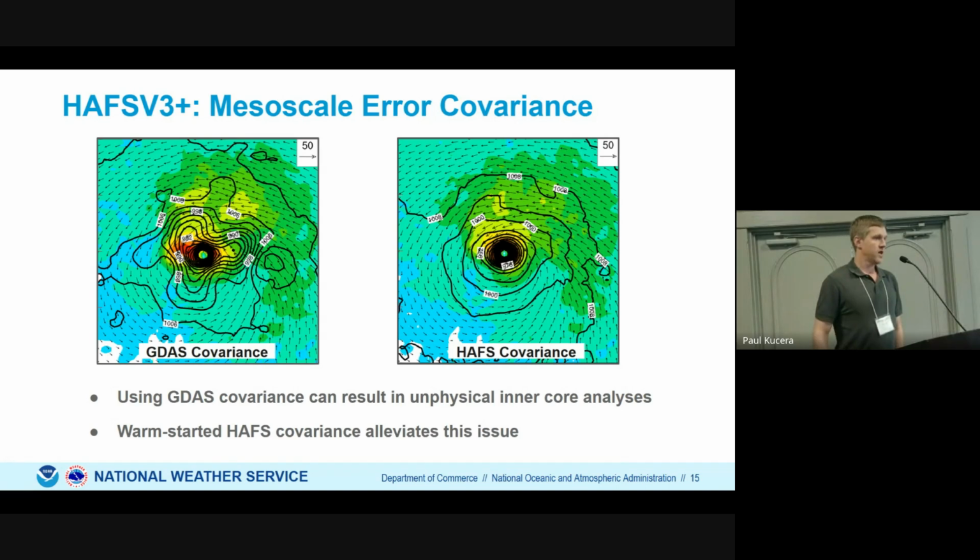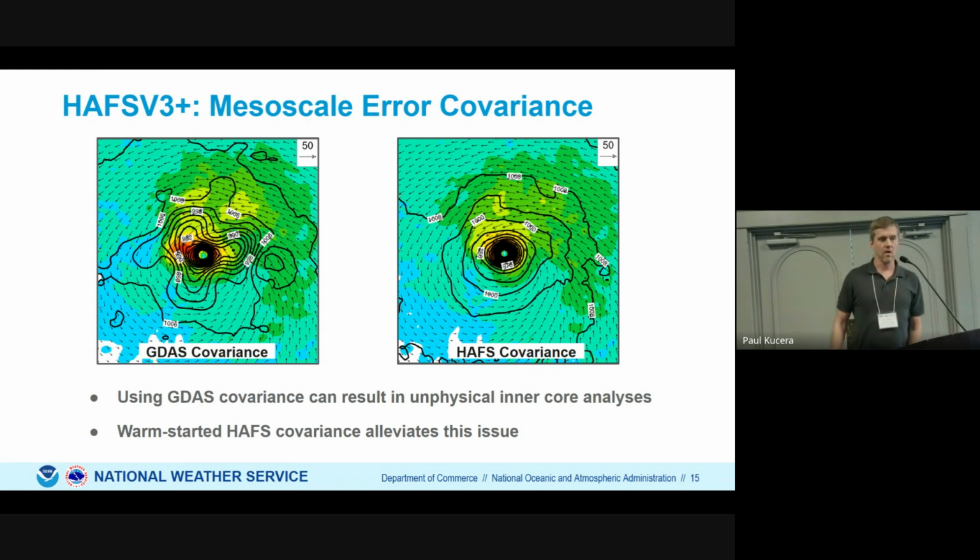Another tool in our chest is mesoscale error covariance. This I stole from Chu. This was from Hurricane Lee. On the left, we have this typical problem we have with inner core data, where we're using GDAS covariance. You have these pressure lobes, the wind fields can look wonky. It doesn't look like a hurricane. On the right, we have 6 hours spun up mesoscale covariance, initialized off GDAS, and then ensemble relocation is applied to that, and voila, we have a hurricane, right?